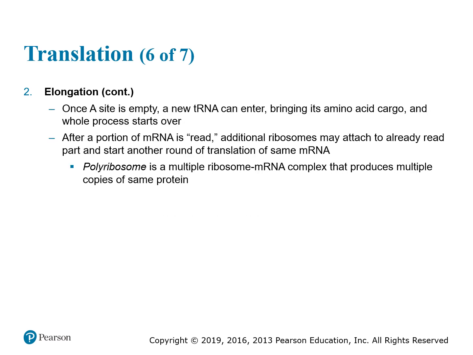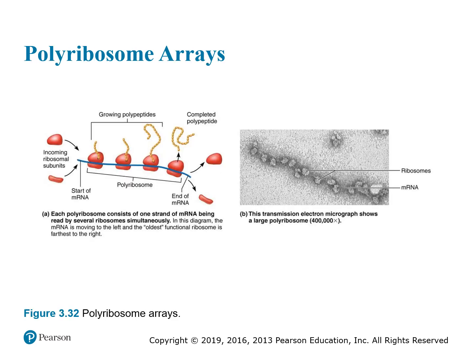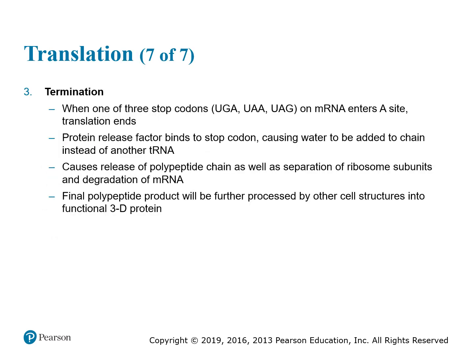So once the A site is empty, the new tRNA enters, brings its cargo, and the process starts over. The mRNA is read, so an additional round of this will start. Polyribosomes are more common in prokaryotes, but it is multiple ribosome mRNA complexes producing multiple copies of the same protein. And they're able to get away with this because transcription and translation happen in the same place in prokaryotes. We don't have that luxury because we're transcribing in the nucleus and then sending it out for translation in the cytoplasm. But essentially what you can do is take one transcript and make multiple proteins from it.